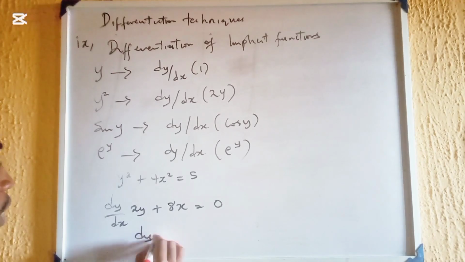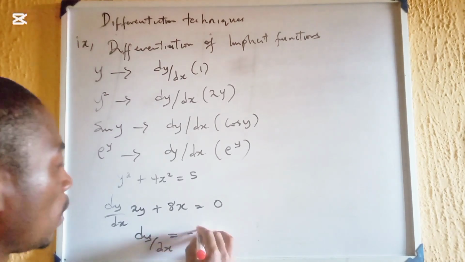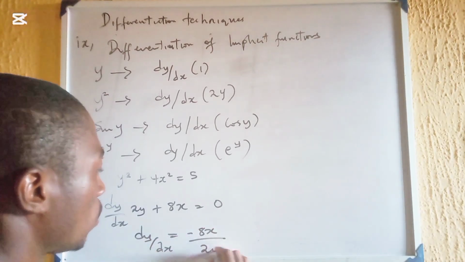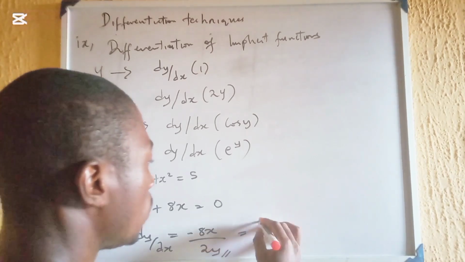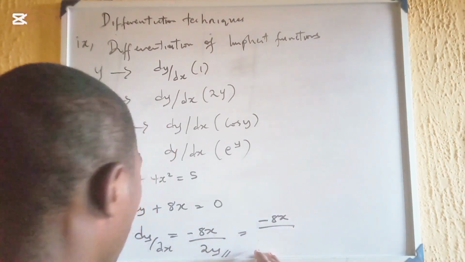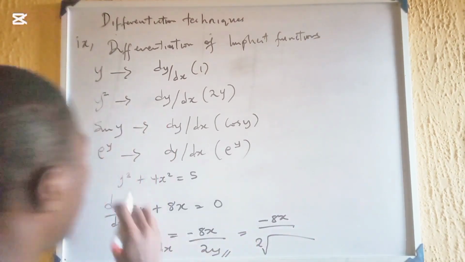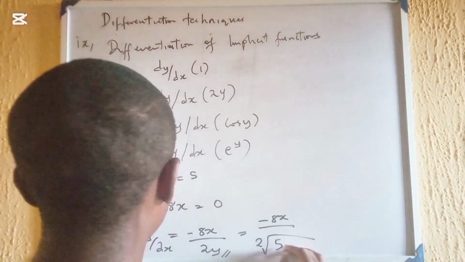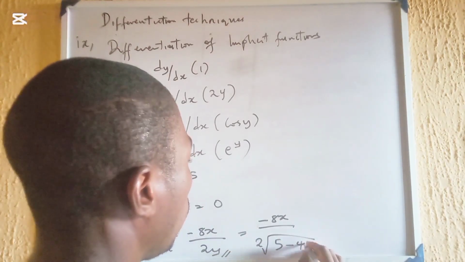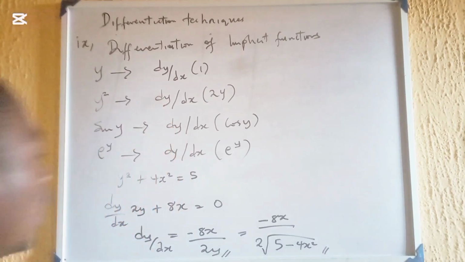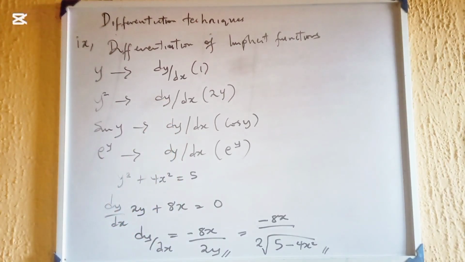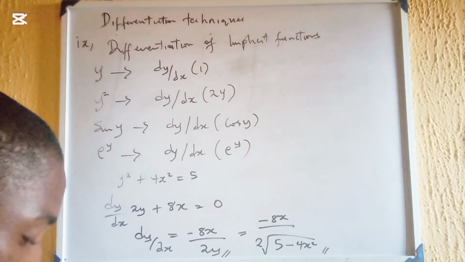So it means that dy/dx is equal to minus 8x over 2y. And that's the same thing as minus 8x over 2 root, making y the subject in this equation, of 5 minus 4x squared. So that's what we have as our derivative for this function. If you want to verify, you can make y the subject here and differentiate using any of the techniques we've already discussed. Let's look at the next technique.